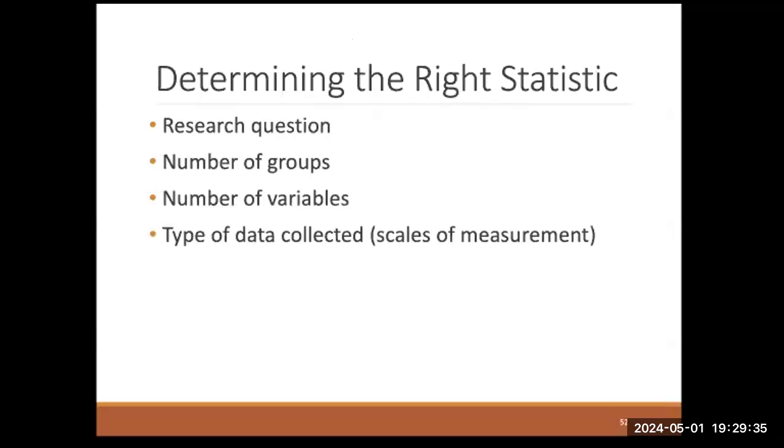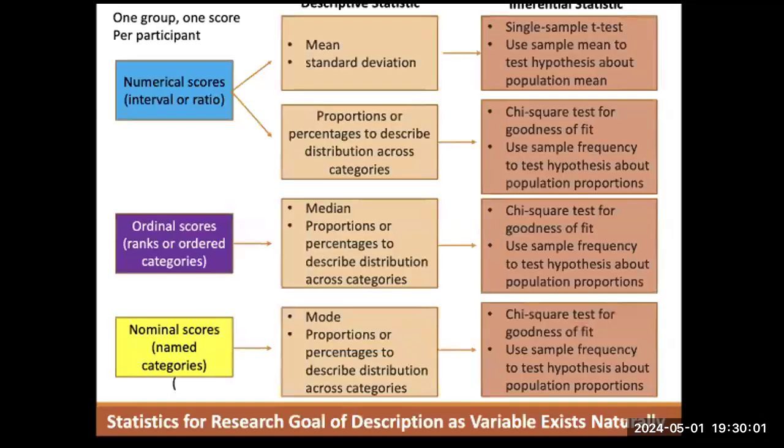So when we want to determine which statistic we're going to use, we have to think about these 4 criteria. What is your research question? How many groups are involved? How many variables are involved? And what is the type of data you're collecting, your scale of measurement? Is it qualitative, meaning nominal and ordinal, or is it quantitative, interval and ratio? So what I did is I pulled together these tables to give you a sense of, guide you, right?